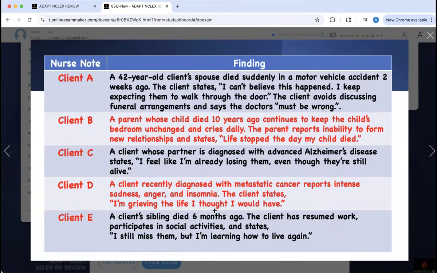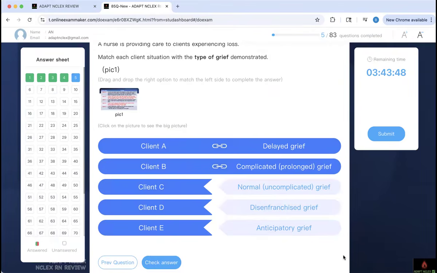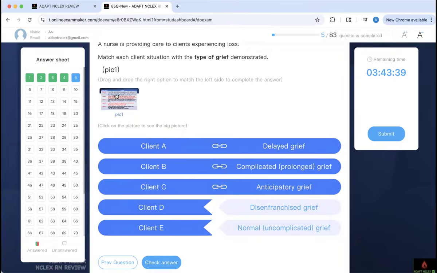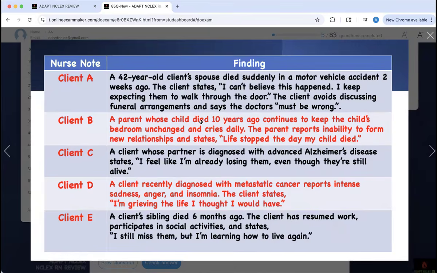A client whose partner is diagnosed with advanced Alzheimer's disease states, I feel like I'm already losing them, even though they are still alive. So she's basically dealing with the grief before anything has happened. She's already anticipating the grief that will come. This is what we call anticipatory grief. A client recently diagnosed with metastatic cancer reported intense sadness, anger, insomnia. The client states, I'm grieving the life I thought I would have.